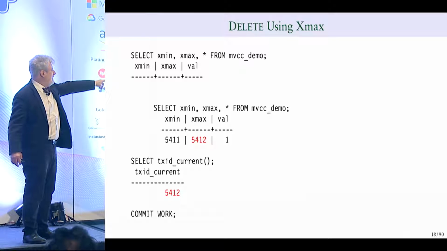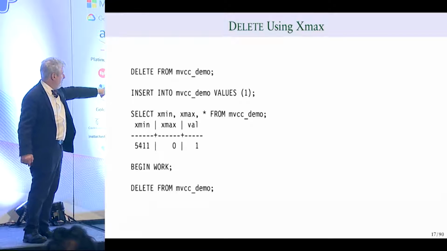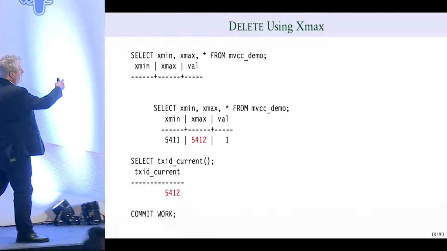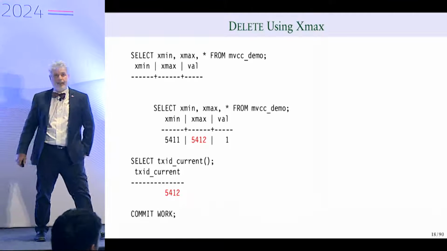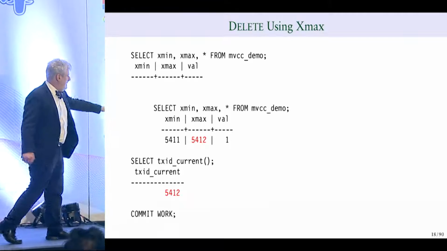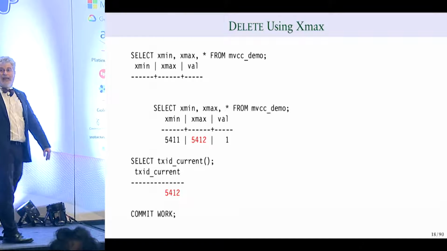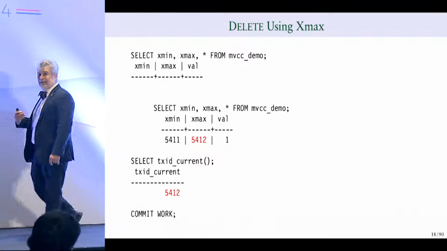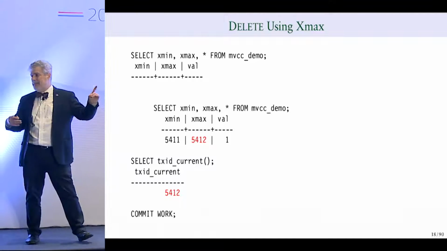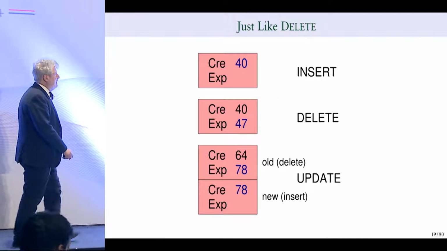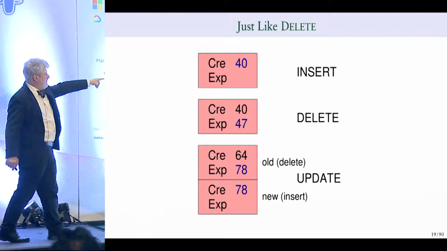And you can see I've taken the row I created here, and I've changed that 0 to 5412. Once I commit it, the row goes away, and now every new snapshot will see my delete. Until I commit, they don't see it. And that's exactly what this middle one is here.